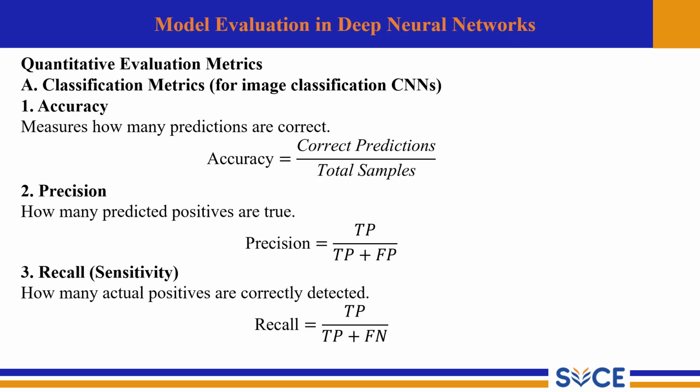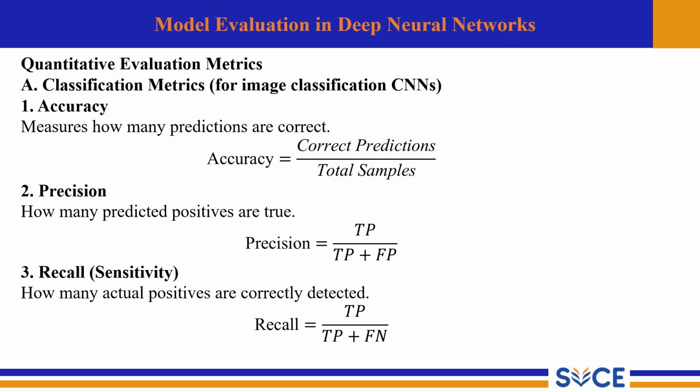For image classification CNN, we use metrics to measure how well the model predicts classes on unseen data. First one is accuracy. It measures the overall correctness of predictions. Accuracy equals correct predictions divided by the total samples. Second one is precision. It measures how many of the predicted positives are actually correct. Precision equals true positives divided by true positives plus false positives. High precision means fewer false positives.